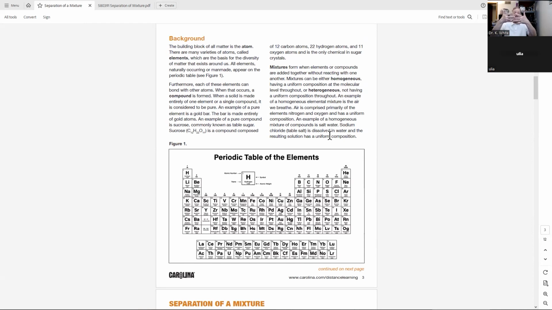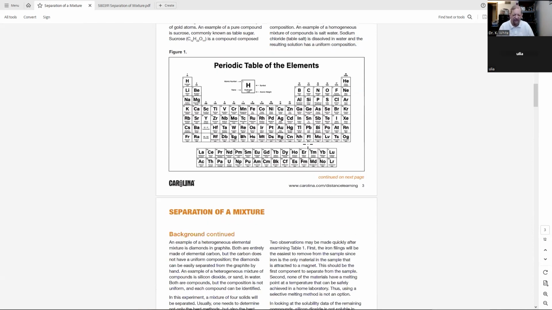If you take sand and water, like I'm not going to put sand in here, and you mix it like this, the sand will go to the bottom, separate from the water, which will stay up here. And that would be a heterogeneous mixture.